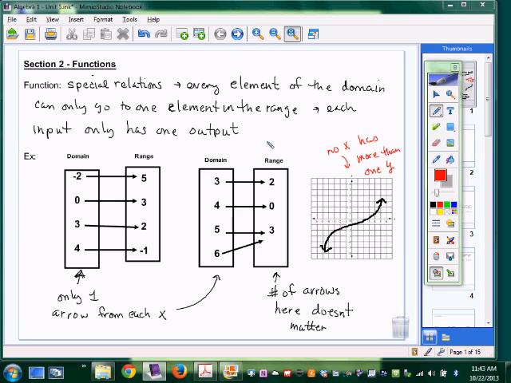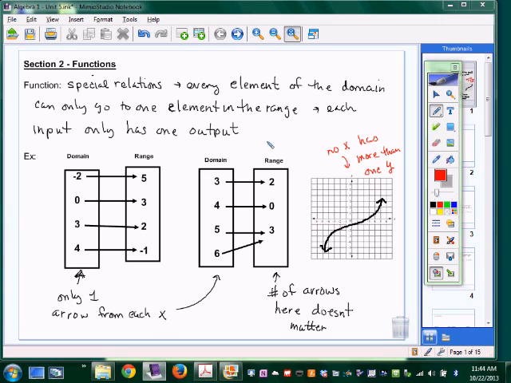Here, we only have one arrow, we're good. Now you can see that 2 arrows go to the 3, but that's okay because it doesn't matter about the range, because 2 different inputs can give us the same output. We just can't get 2 outputs from the same input. So the number of arrows on the range don't matter. It's only the number of arrows on the domain that matter, and there can only be 1 from each number.